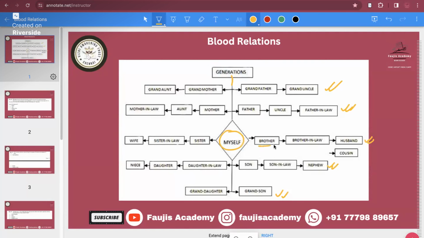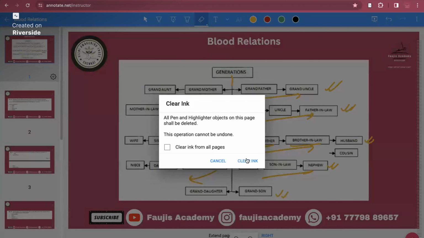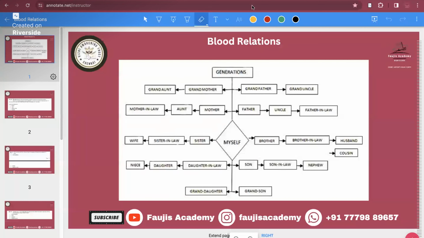The right hand side is your brother, then the brother-in-law, the husband of them, and the cousin. Basically, on the right hand side we are talking about the male members of the family, and on the left hand side the female members. This is the only thing you need to understand. There is not much for us to understand. It will get clearer when we jump into the question, so without any further delay, let's jump into the question.